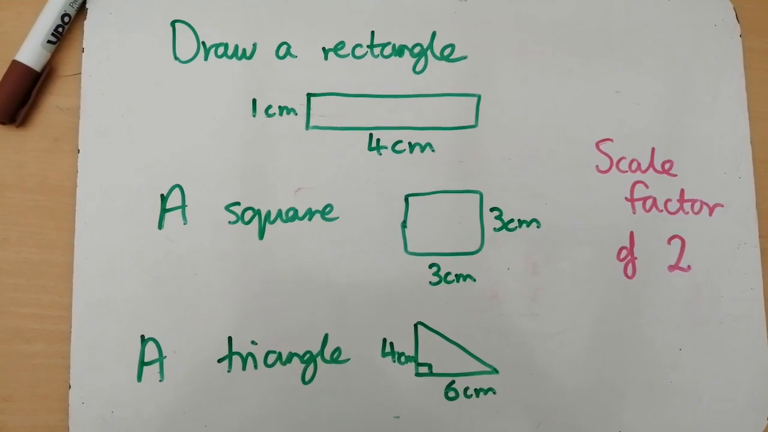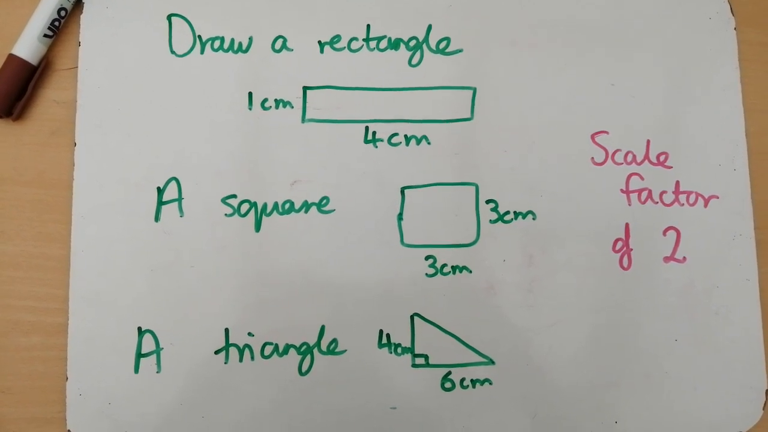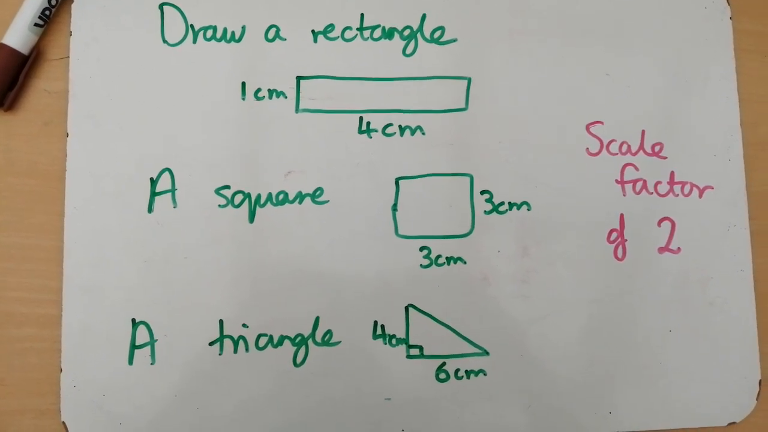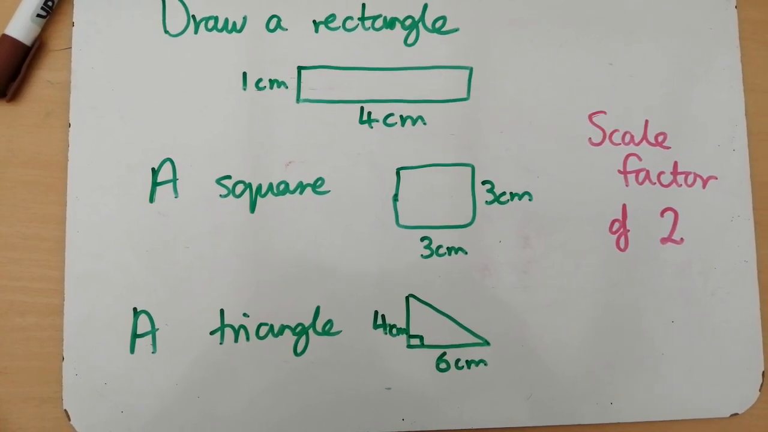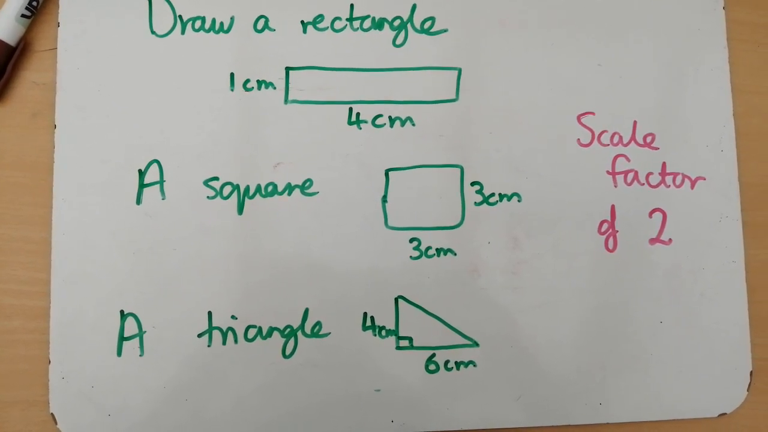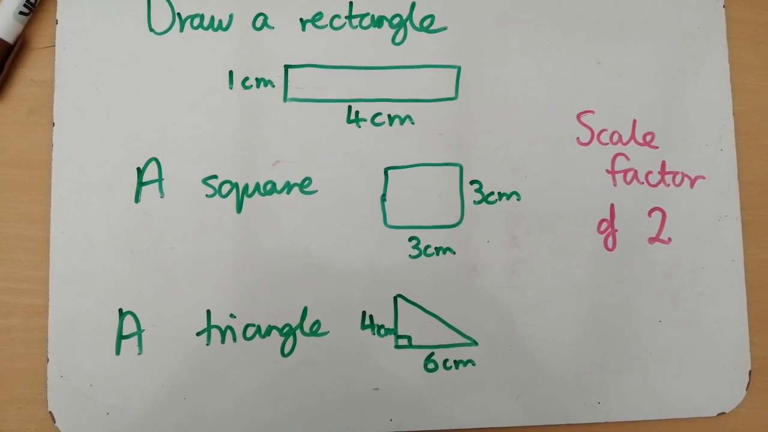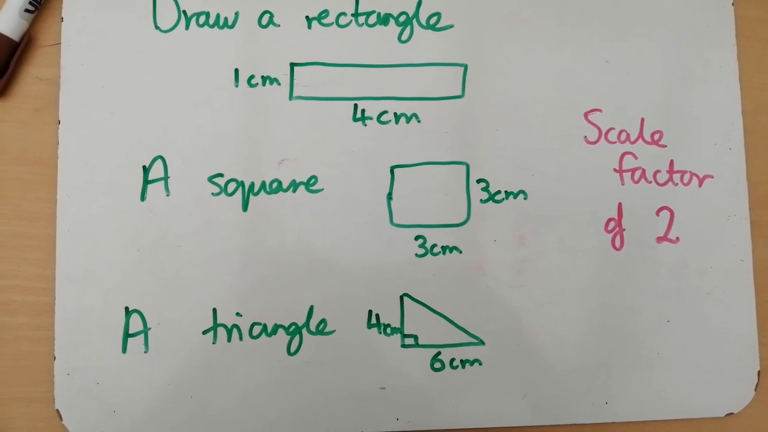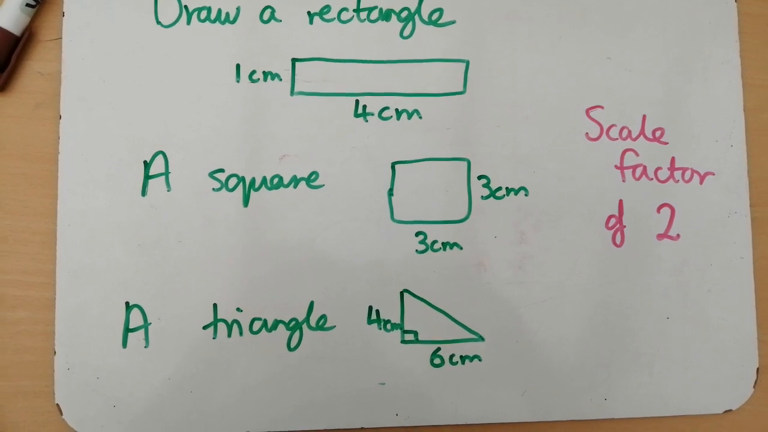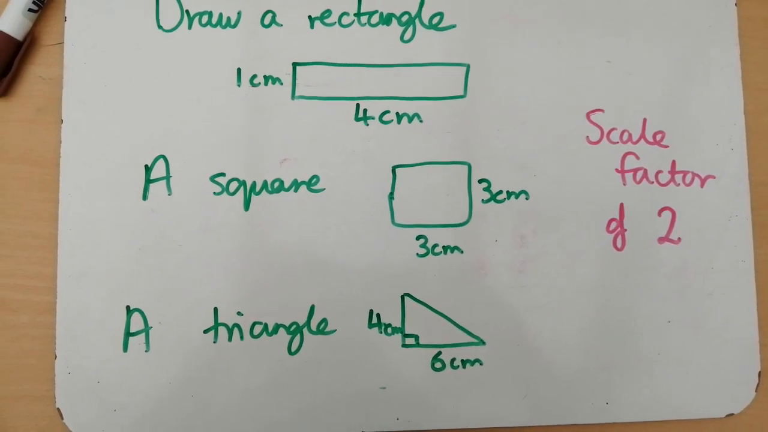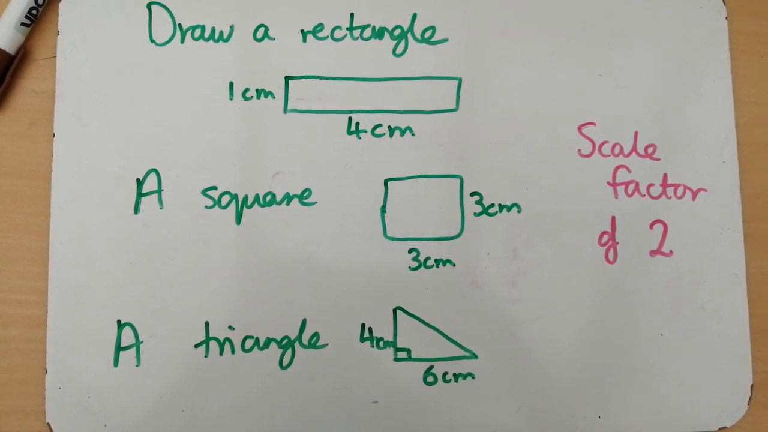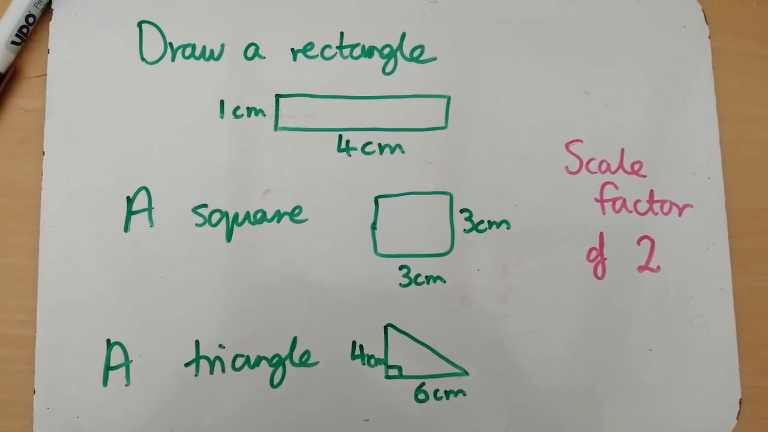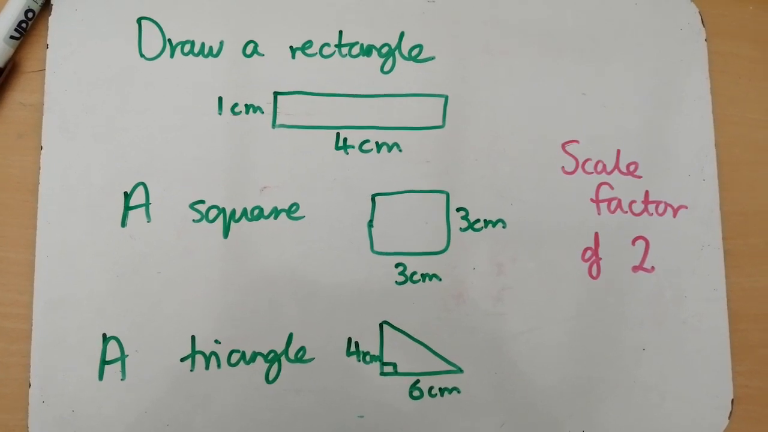Now have a go at doing this. On some squared paper, if you've got some, draw a rectangle that is 1 centimetre by 4 centimetres, and a square that is 3 centimetres by 3 centimetres, and a triangle that's 4 centimetres and 6 centimetres with a right angle, and then enlarge them on your squared paper by a scale factor of 2. Pause the video and have a go.